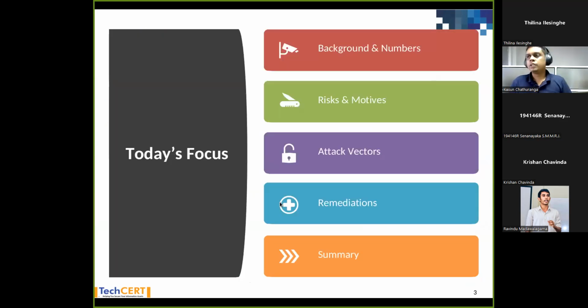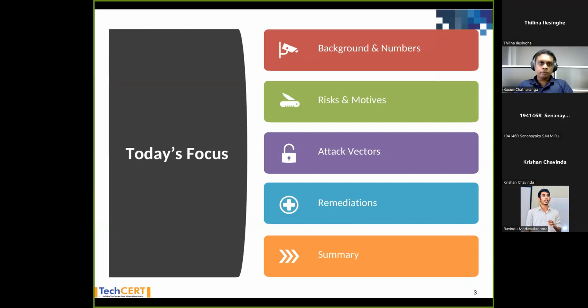In today's focus, we would like to go a little bit into the backgrounds of attacks and what are the motives, risks, attack vectors, and remediations. And at last, I will give you a summary.